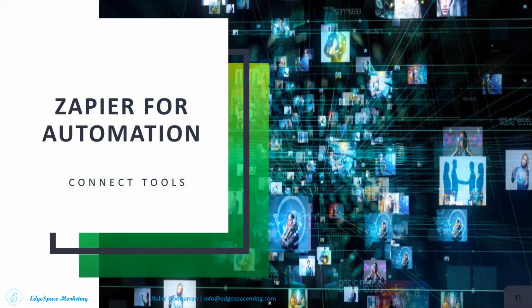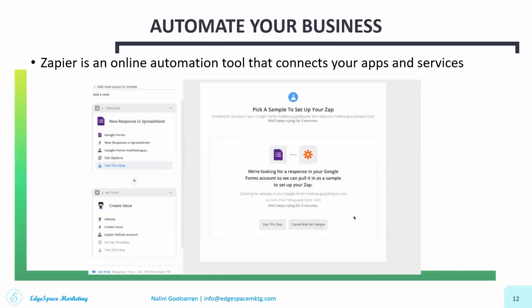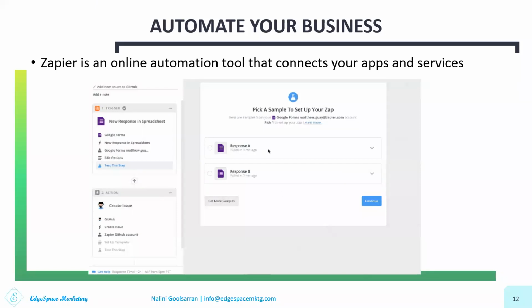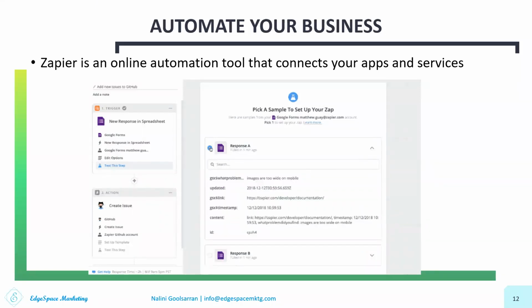So I'm going to talk super high level about Zapier for automation, simply because once you've mastered Google Forms, the next step is automation. Since we're talking about improving the efficiency of your business, Zapier can be a very powerful tool. Zapier is an online automation tool that connects apps and services.